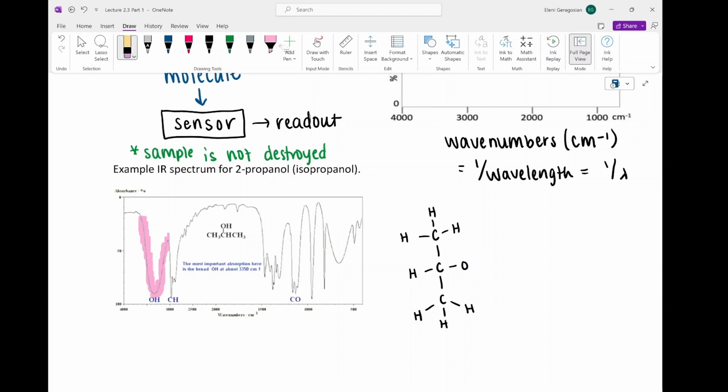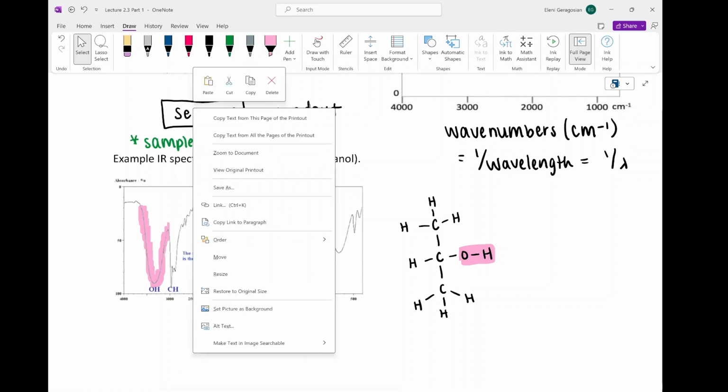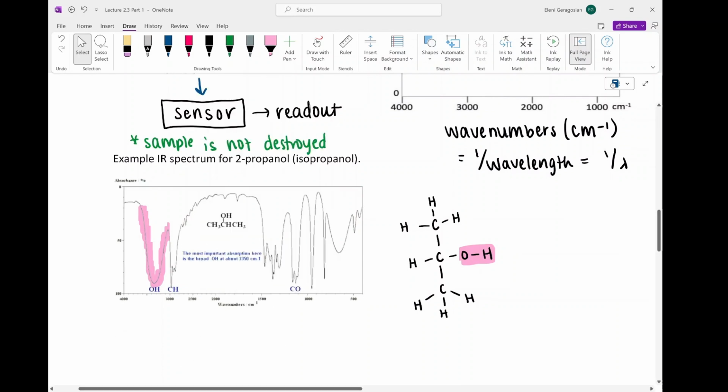Let's draw out that bond here, actually. So the bond between oxygen and hydrogen here can absorb IR energy in about 3,500, a little bit less than 3,500 wave numbers. That energy it will absorb. And so the percent transmittance decreases at that point because of the OH group present in that molecule.